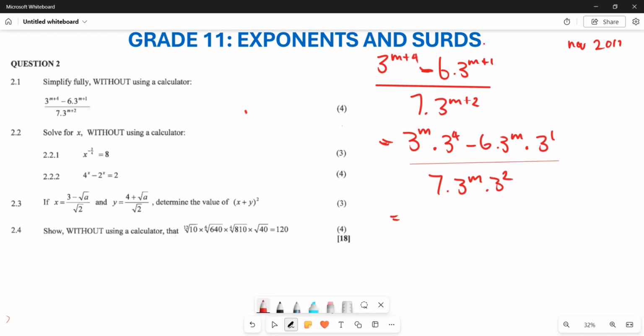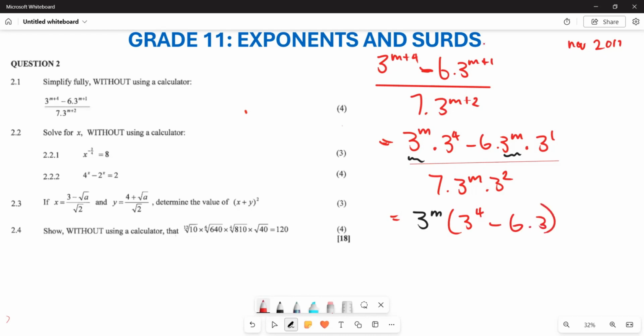Now you are going to take out your common factor. What is common between these two? You have 3 to the power of m and 3 to the power of m. That is common here. So you are going to take out 3 to the power of m as your common factor. What are you going to be left with? In the first one, you are left with 3 to the power of 4. In the second one, you are left with 6 multiplied by 3.